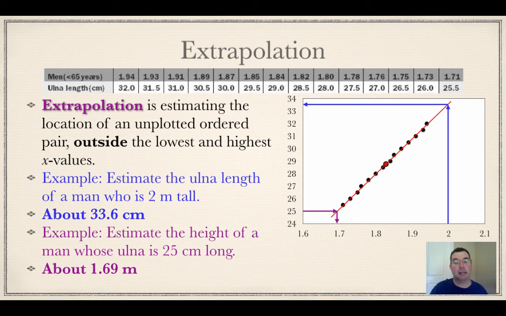So that's drawing a line of best fit, just kind of eyeballing it, and then using that line to figure out other values that might belong in your data set.